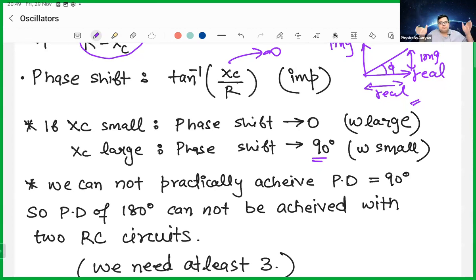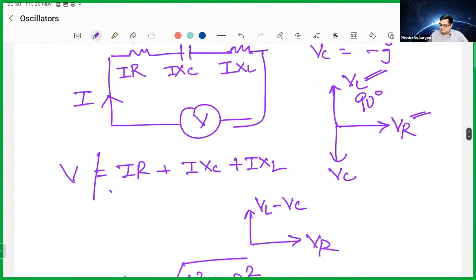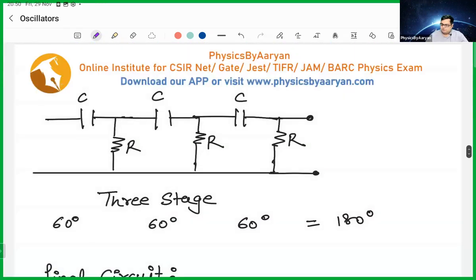But you also know that in physics, boundaries are boundaries. You cannot achieve them very easily. The boundaries are on paper: the phase will be somewhere between 0 and 90. Achieving 0 and 90 is difficult. So even if you combine two RC circuits, you cannot get 90 plus 90 equals 180. Then okay, let's do 3. Three is achievable, because if you use 3 RC circuits, each giving 60, 60, 60, then you can get 180.